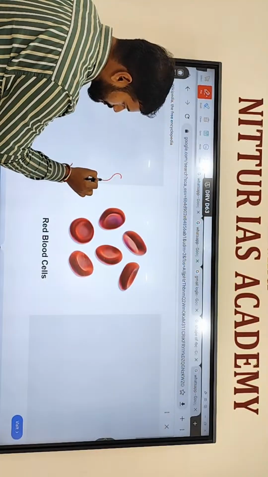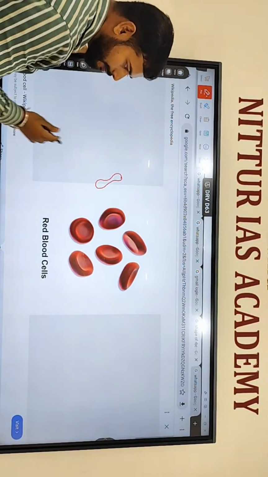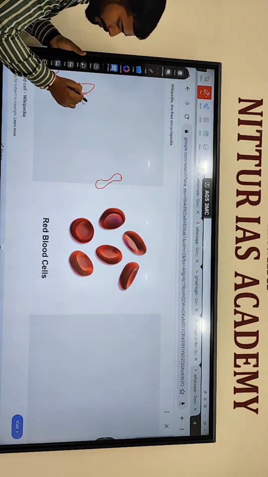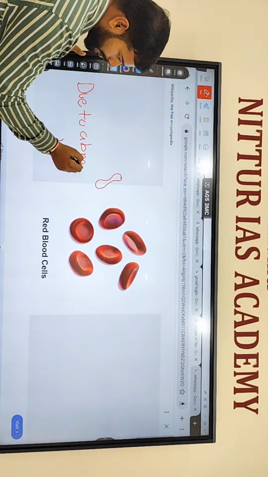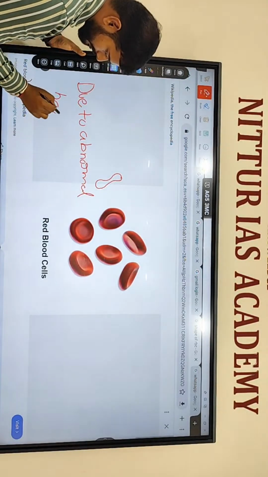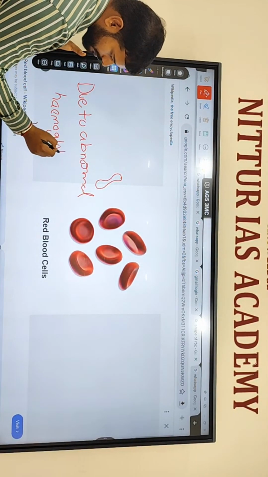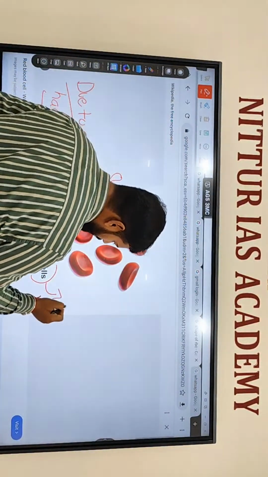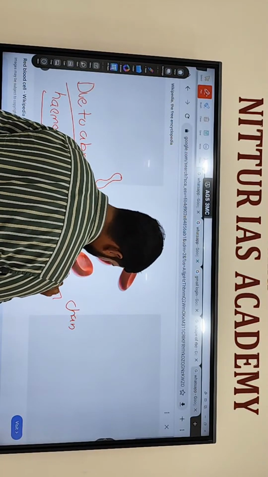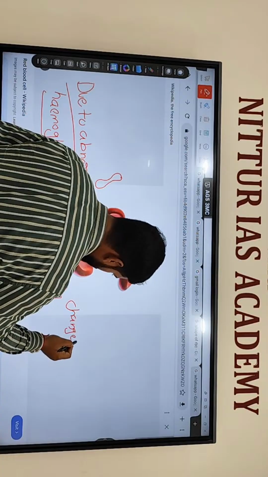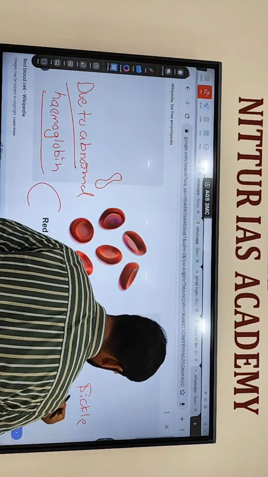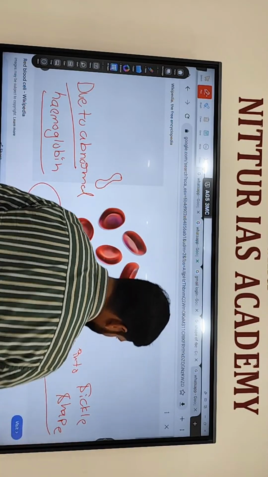A red blood cell, RBC, has a biconcave shape. Due to abnormal hemoglobin, the RBC shape changes into a sickle shape. This condition is called sickle cell anemia.